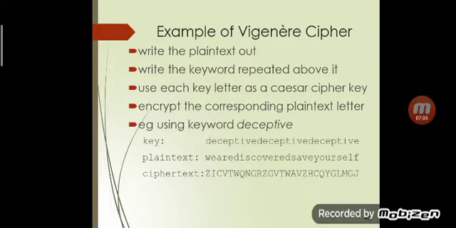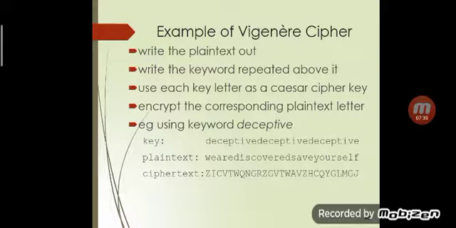For that we can take the key as "deceptive". Here we can repeat the key deceptive 3 times: key 1, key 2 and key 3. We can repeat it for any number of times, it might be 4, it might be 5. Likewise we can use the repetitive key for this Vigenère cipher. Here we can use the plain text as "we are discovered, save yourself".